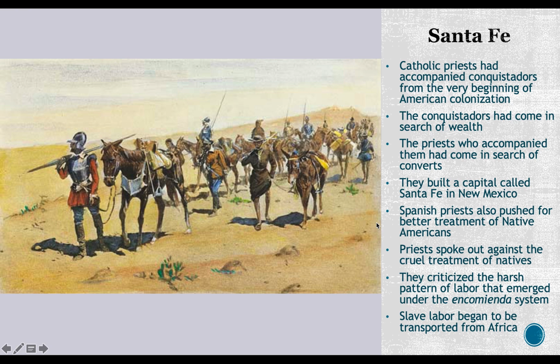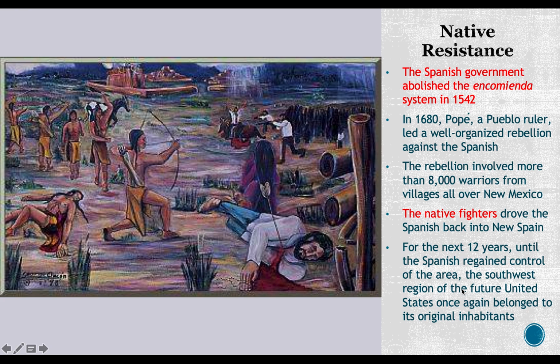Slave labor began to be transported from Africa. This is when I talked about people being captured in Africa and being brought over to the Americas as slaves. Terrible, but we will get into that later. The Spanish government abolished the encomienda system in 1514.